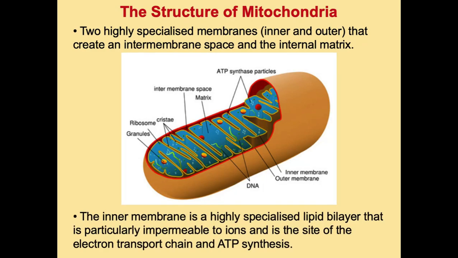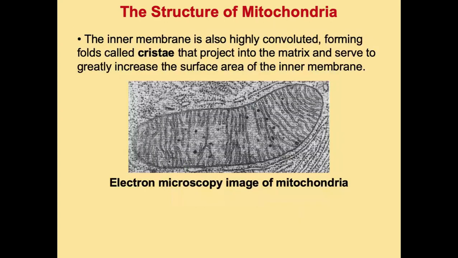The inner membrane is particularly specialized in that it is impermeable to ions, and this is the site of the electron transport chain and the site for ATP synthesis, which again we will cover in the next two videos. The inner membrane, as you can see from the pictures that we've shown so far, is highly convoluted. It has many folds. These folds are called cristae. And what they do is they serve to massively increase the surface area of the inner membrane. And this is important because this is where the chemical reactions will take place to produce ATP.